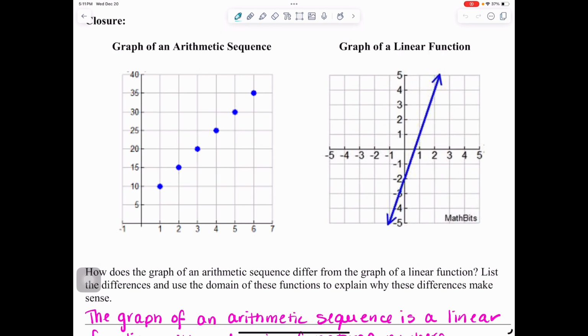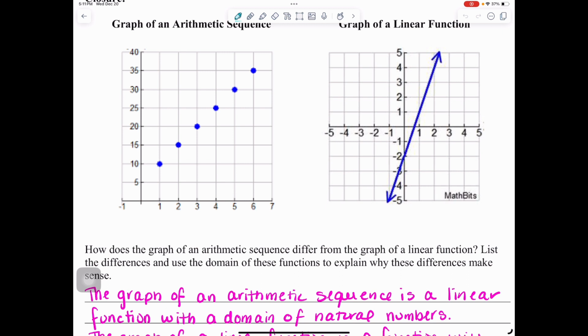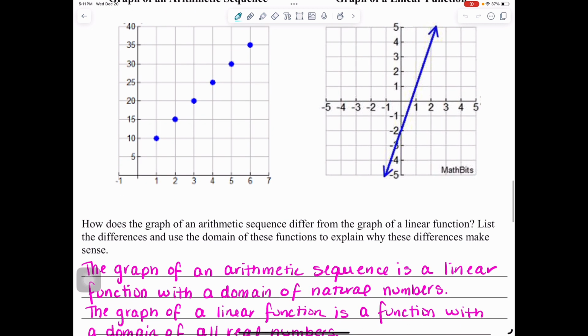Now that you tried that on your own, let's talk about it. So I hope that you noticed when you were looking that one of them has a series of points but are not connected, no arrows. The other one is connected with arrows. So the graph of an arithmetic sequence is a function. So it's still a function. Each input has one output, passes the vertical line test. It has a domain of natural numbers. No fractions or decimals here. Natural is the same as counting numbers.